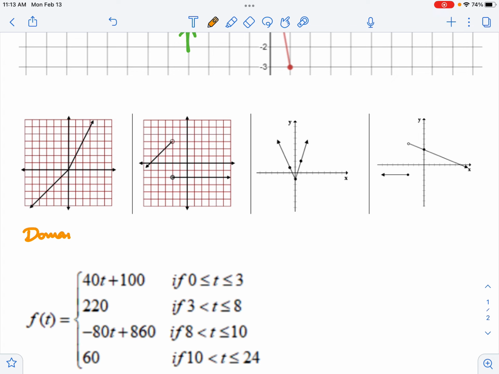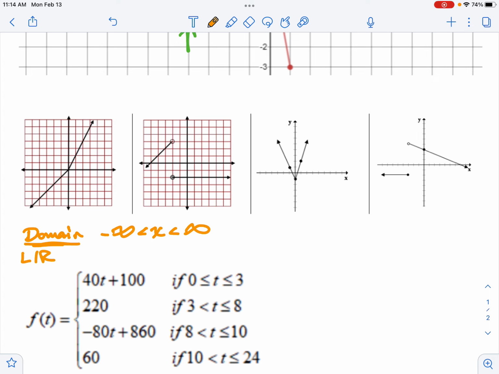The domain going from negative infinity all the way to positive infinity. Alright, so when we're talking domain, we're talking about left and right. And the big key here is I want to go ahead and pick out my arrows.